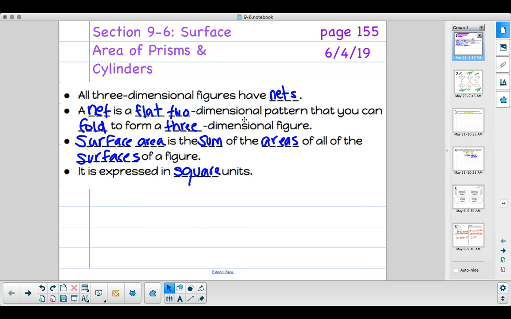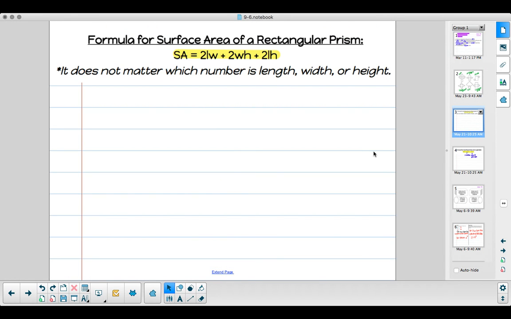And so you obviously can find surface area by looking at the nets or examining the nets, but there's also formulas that you may use for certain solids that will help you. The first one being the formula for surface area of a rectangular prism. That is equal to 2 times length times width plus 2 times width times height plus 2 times length times height. It doesn't actually make a difference which is the length, width, or height.